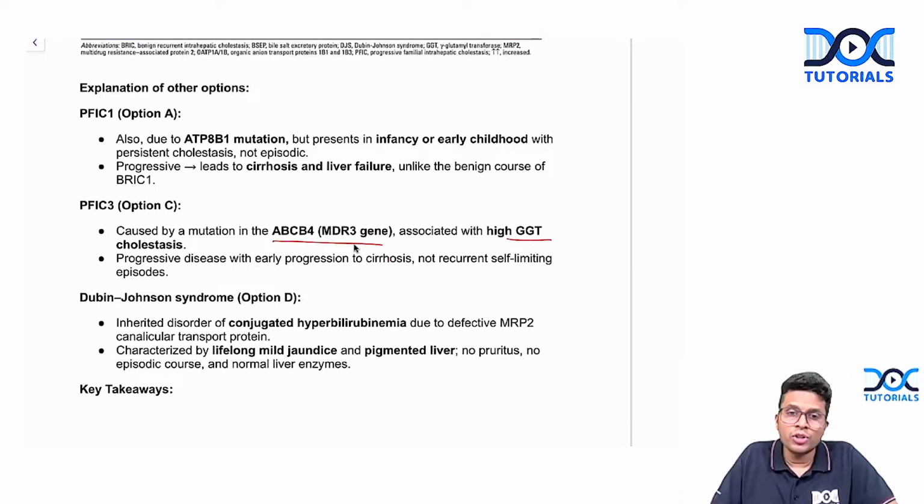Dubin-Johnson is a cause of conjugated hyperbilirubinemia. It causes lifelong mild jaundice and pigmented liver. There is no pruritus or other symptoms of cholestasis here.